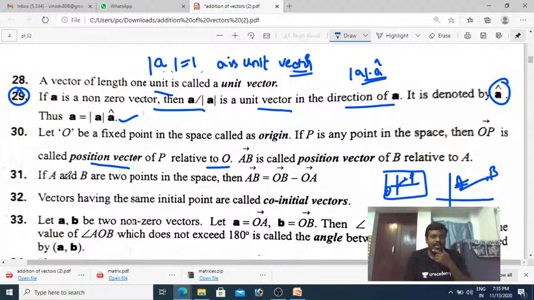Understand? Next, if A and B are 2 points in this space, then AB bar equals OB bar minus OA bar. You cannot find AB directly. It comes only by subtracting OA from OB.